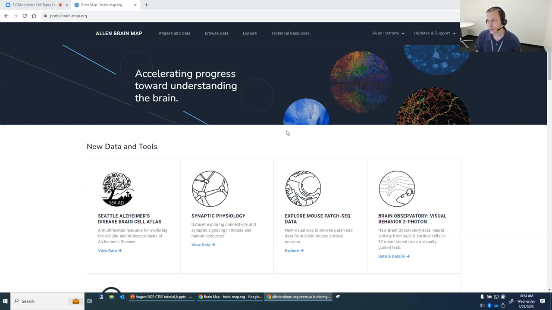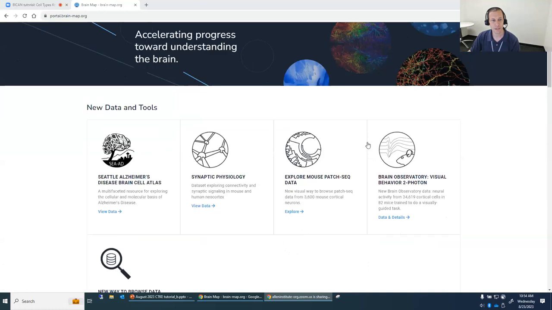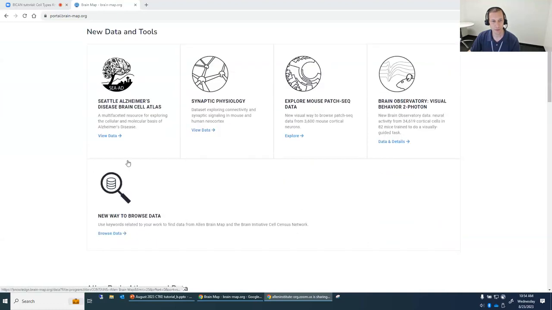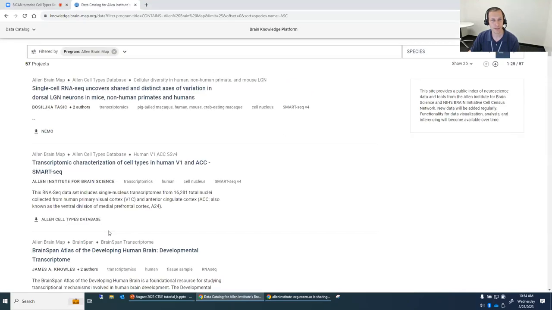So basically the way that you would get to the Cell Type Knowledge Explorer, you can either use the QR code or the link that came up before, or if you want to go to brain-map.org, that would be the starting point for really anything that you want to do from the Allen Institute. And so this is the main page. To get to the Cell Type Knowledge Explorer, you scroll down to a new way to browse the data, click on Browse the Data, and this will take you to the Brain Knowledge Platform.